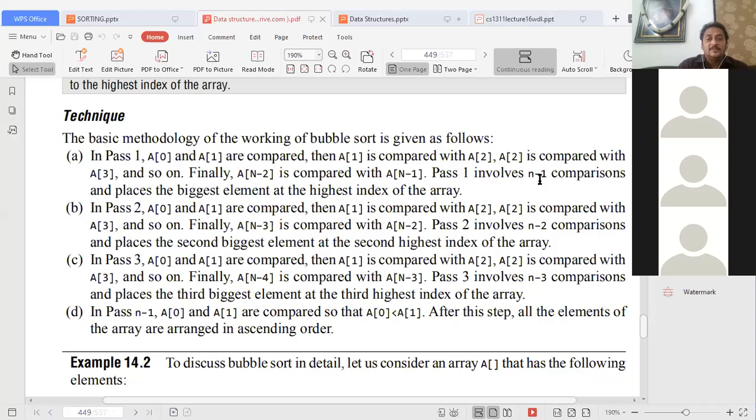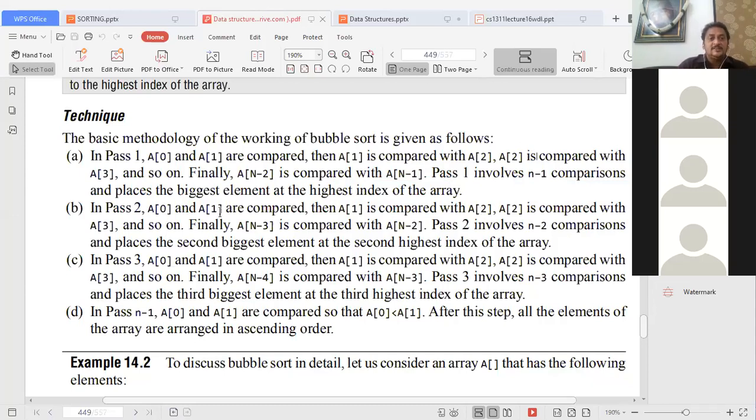How many comparisons in pass 1? N minus 1 comparisons. Six different elements are there, so 5 comparisons are needed towards placing the biggest element into its right position, that is the end of the array. Clear? Yes, sir.